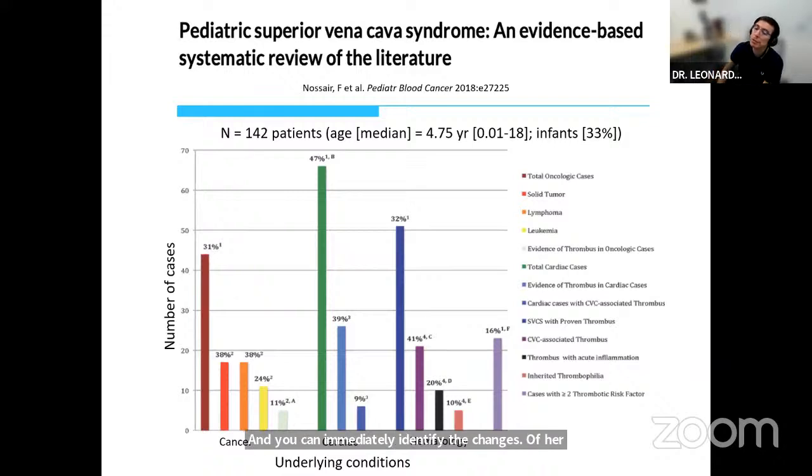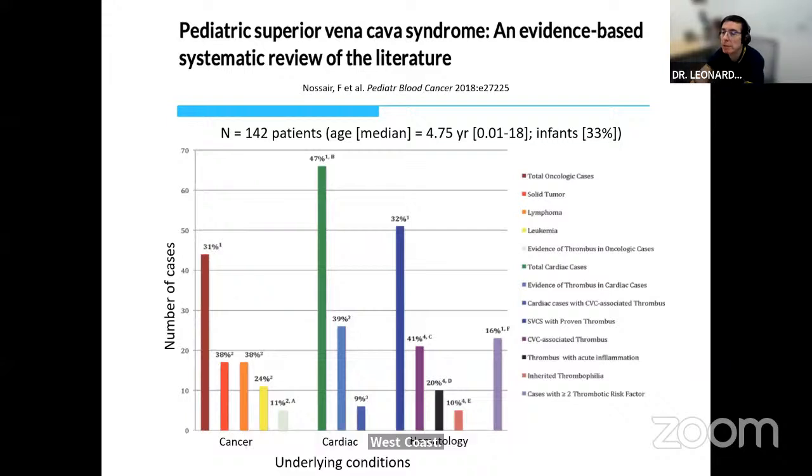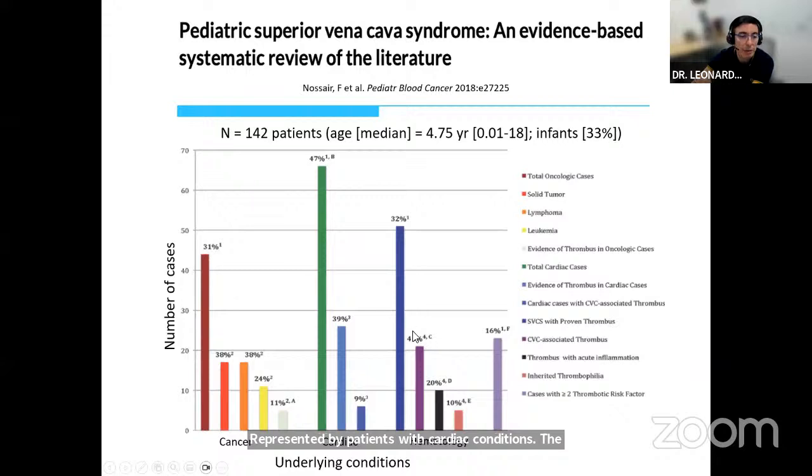A systematic review is what I'm going to be basing the discussions on for the next 3 or 4 slides. That was published in 2018. Dr. Nasser is now a staff on the West Coast in the US, and he put together in his systematic review 142 pediatric patients that would have been identified with superior vena cava syndrome, divided in 3 main clinical groups. My examples purposely harp on the 2 most common etiologies for SVC. You can see 31% of those being represented in patients with cancer, and 47% represented by patients with cardiac conditions. The remainder with hematological conditions, but mostly catheter-related.